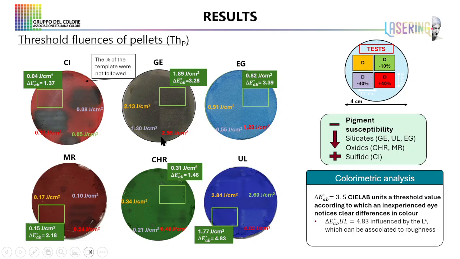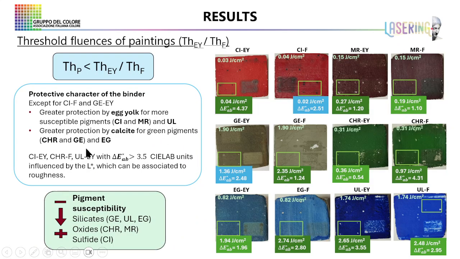Applying the threshold fluences of the pigments on the painting samples, a protective character of the binder was noticed, because in almost all the samples it was possible to increase the fluence, except for two: the cinnabar in fresco, in which we needed to decrease the fluence because of a darkening, and the tempera painting with green earth, in which because of a whitening we also needed to decrease the fluence.